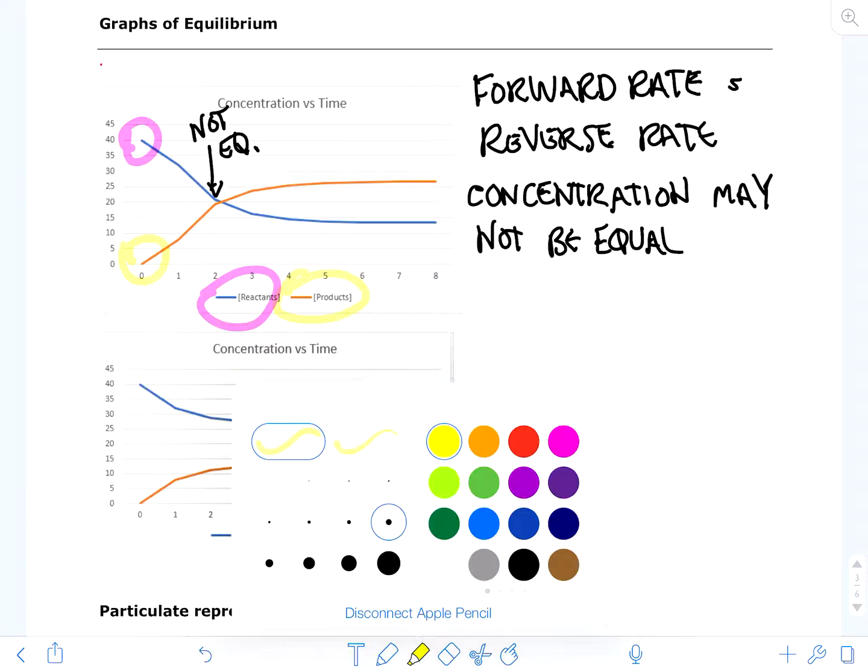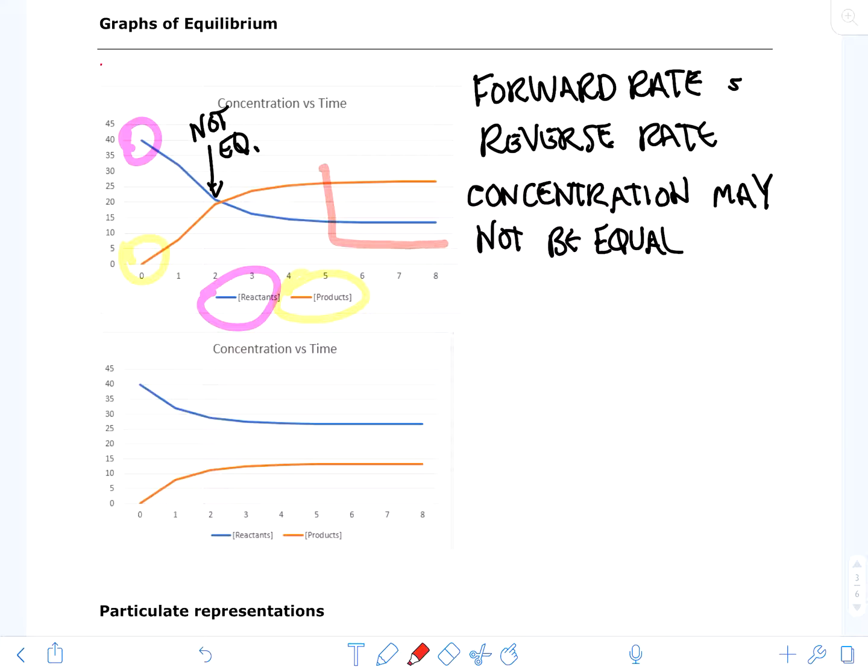So actually, what does this mean? Where you see it flatlining, so there's no change in concentration, that is equilibrium. Because that means that the rate at which product is being made is the same as the rate at which reactant is being made. Now, if you look, the concentration of product is greater than the concentration of reactant. So that means that the numerator is bigger than the denominator. So as a result of that, K has to be greater than 1. So for this top graph, K is greater than 1.